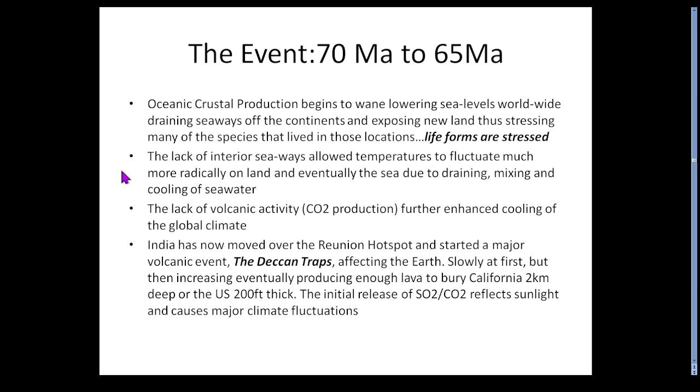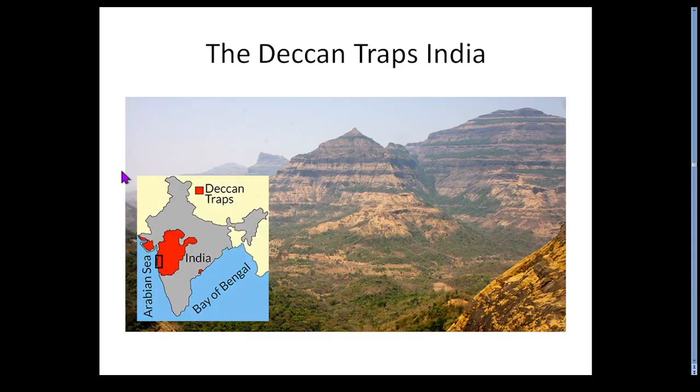The initial release of SO2 and CO2 reflects sunlight, and then the ratio of those reflects sunlight. When you get more CO2, it reflects the sunlight, and then causes major climate fluctuations, because then when the CO2 comes back, it starts to warm. Right? So you're cold, hot, cold, hot, cold, hot.